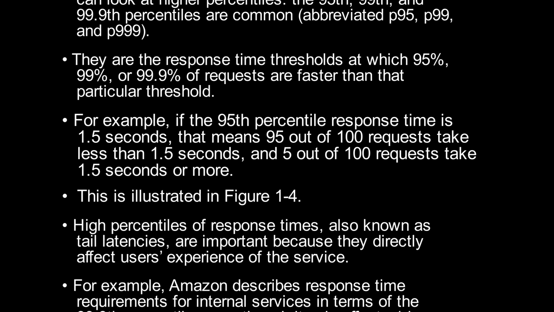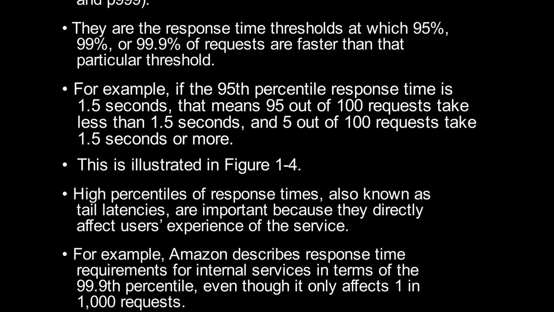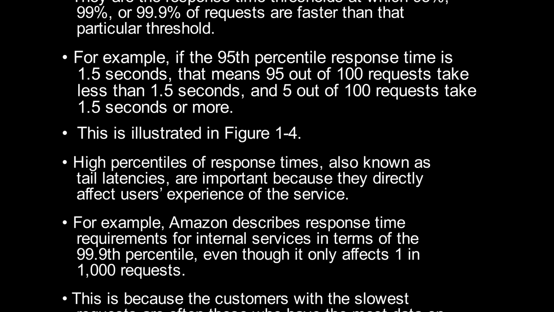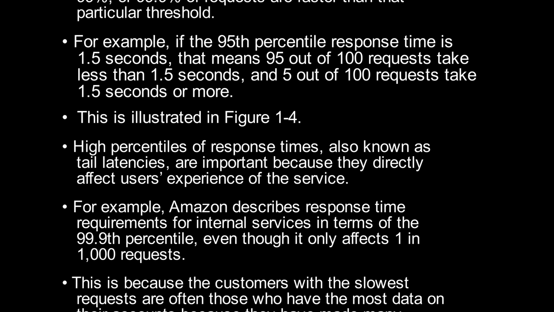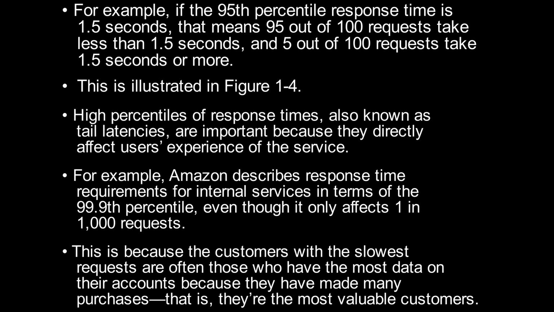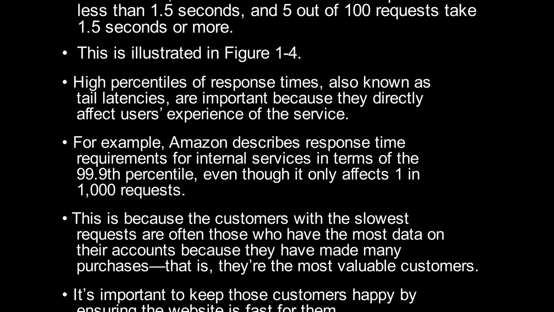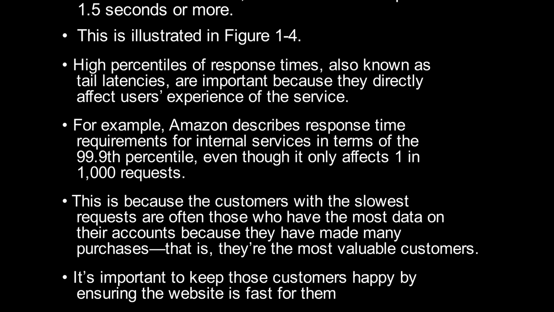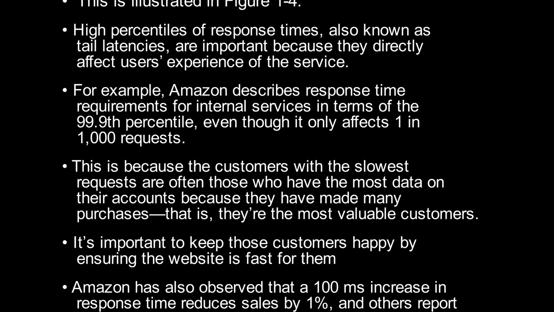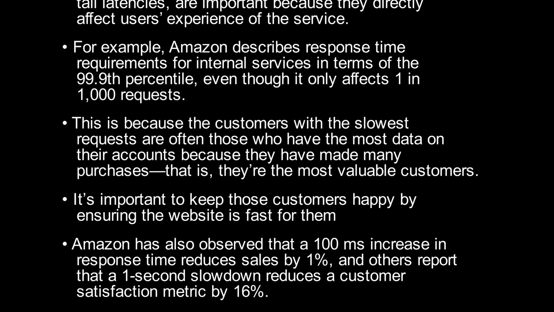High percentiles of response times, also known as tail latencies, are important because they directly affect users' experience of the service. For example, Amazon describes response time requirements for internal services in terms of the 99.98th percentile, even though it only affects 1 in 1,000 requests. This is because the customers with the slowest requests are often those who have the most data on their accounts because they have made many purchases, that is, they're the most valuable customers. It's important to keep those customers happy by ensuring the website is fast for them.